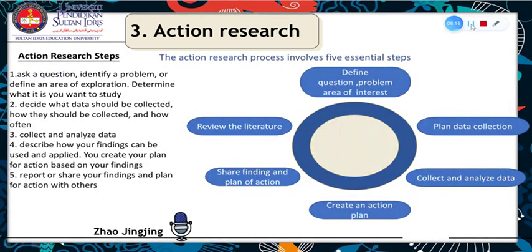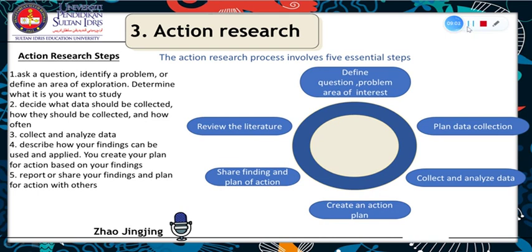The action research process involves 5 essential steps or parts. First, ask a question, identify a problem, or define an area of exploration. Determine what it is you want to study. Second, decide what data should be collected, how they should be collected, and how often. Third, collect and analyze data. Fourth, describe how your findings should be used and applied. You create your plan for action based on your findings. And finally, report or share your findings and plan for action with others.